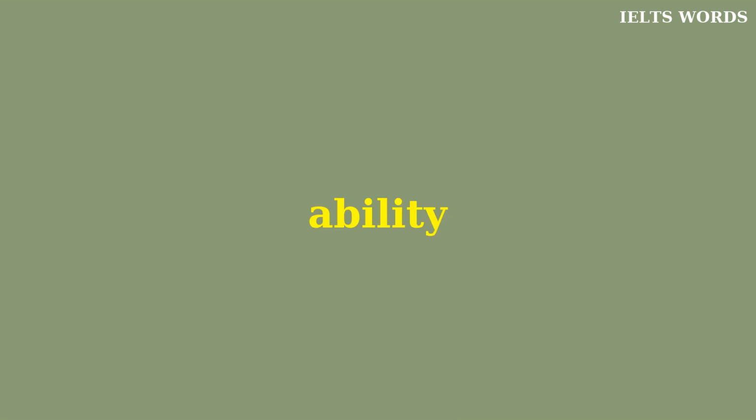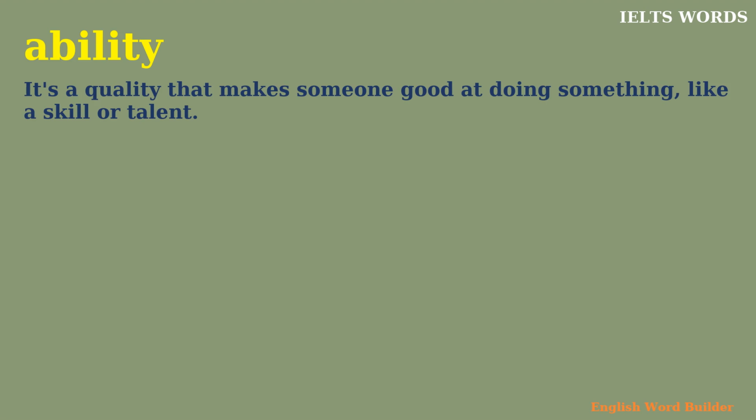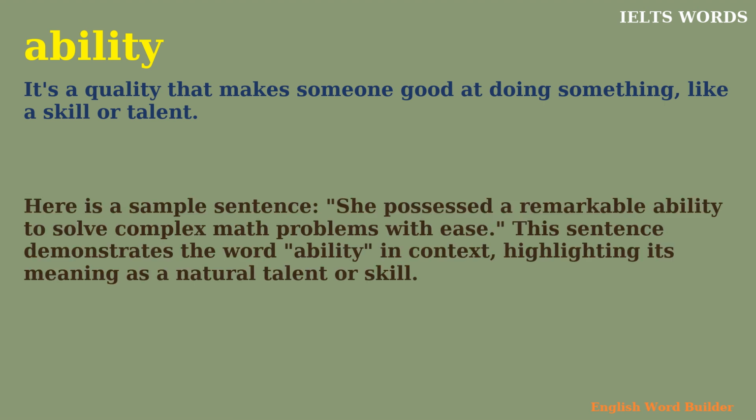Ability. It's a quality that makes someone good at doing something, like a skill or talent. Here's a sample sentence. She possessed a remarkable ability to solve complex math problems with ease. This sentence demonstrates the word ability in context, highlighting its meaning as a natural talent or skill.